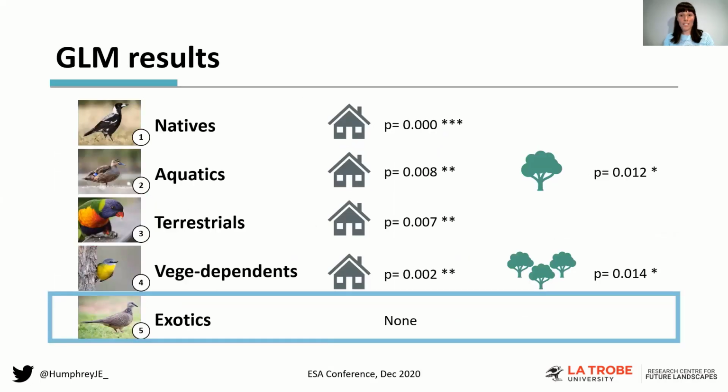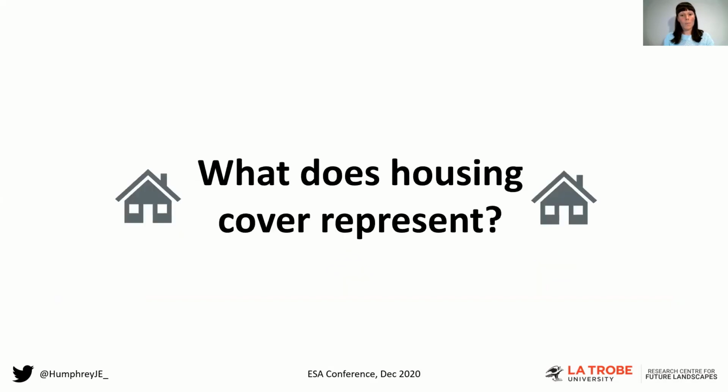Finally, for exotic species, there were no significant predictor variables, indicating that these species are not influenced by any of the landscape measures in my study. Rather, exotic species appear to be ubiquitous and fairly uniform across the study area. It appears that housing cover is a significant driver of species richness in urban areas.